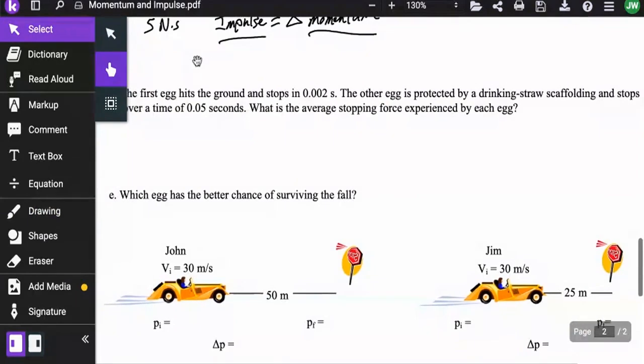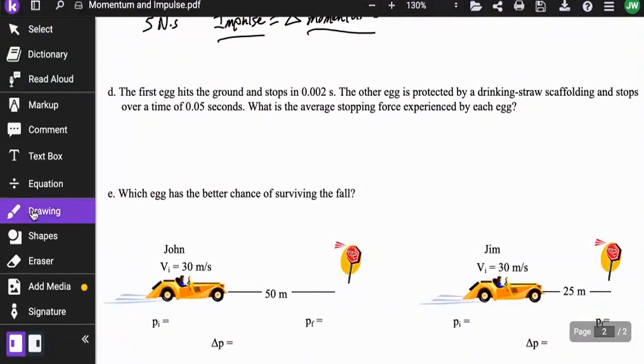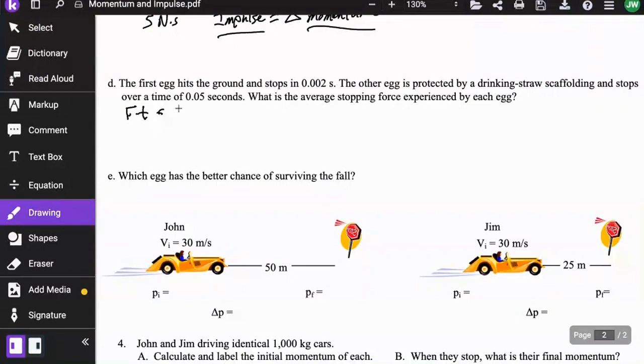What is the average stopping force experienced by each egg? By changing the time, we're changing the force. The change in momentum is the same thing. They're still coming to a stop. So the product of force times time is going to be the same, but by increasing the time, we're decreasing the force. Think about driving. Slam on the brakes, a lot of force. Ease on the brakes, less force.